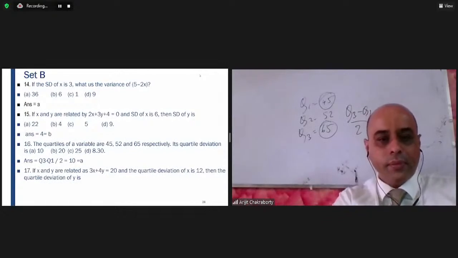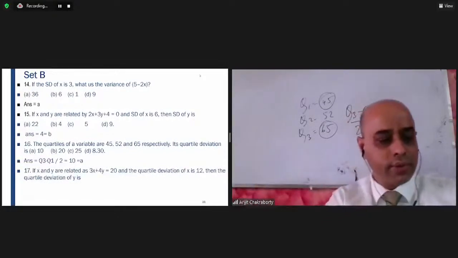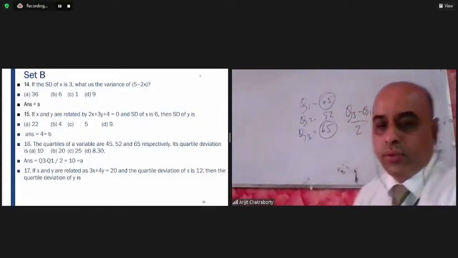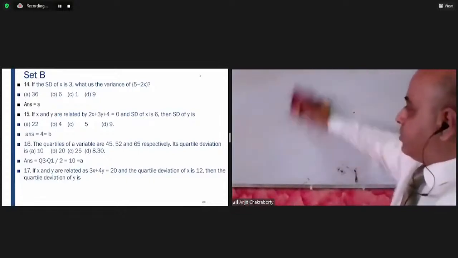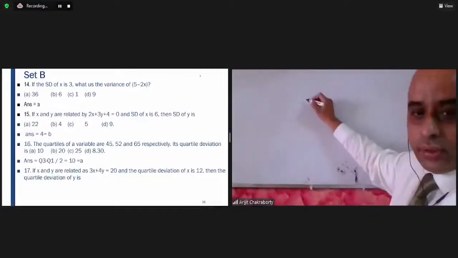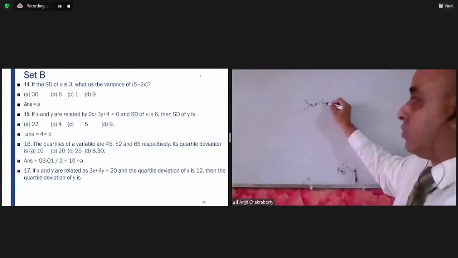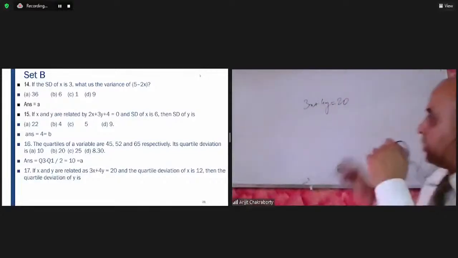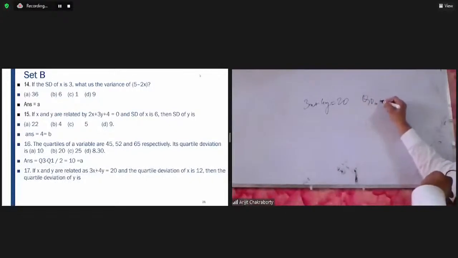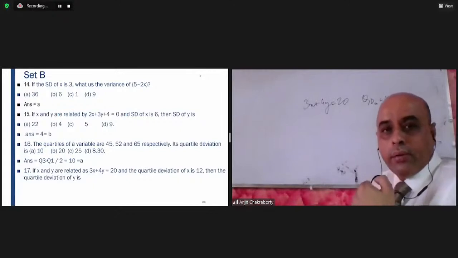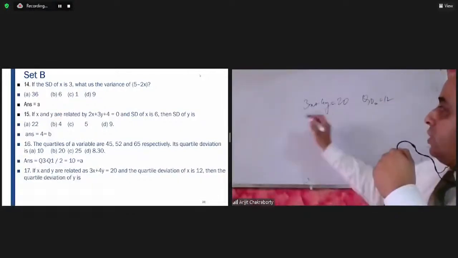Next one, number 17, important question. If x and y are related as 3x plus 4y equal to 20, we just take up this question. So it is given that 3x plus 4y equal to 20. Fine. Quartile deviation of x is 12. So QD of x is 12. You have to find QD of y. Right. So the same formula we use.